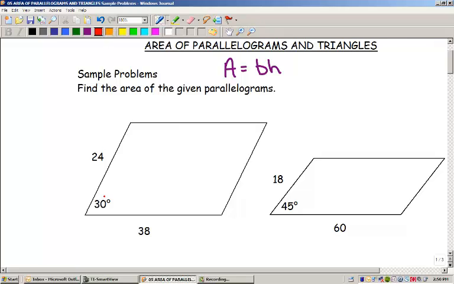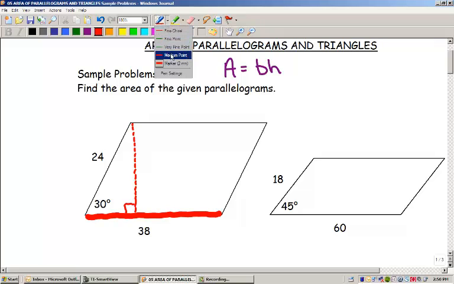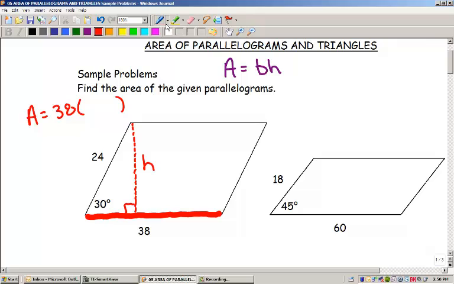But hopefully what you notice is that there's a 30-degree angle in this corner here. So what you're going to want to do is drop an altitude from the top corner straight down. And what that's going to tell you is what you're going to use as your base, and that is the side that is 38. But what we're going to have to do now is use a little math in order to find the height, which is this piece right here.